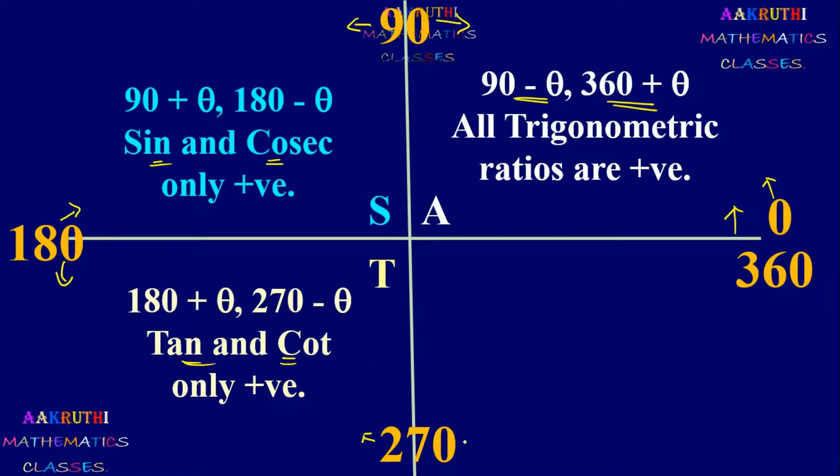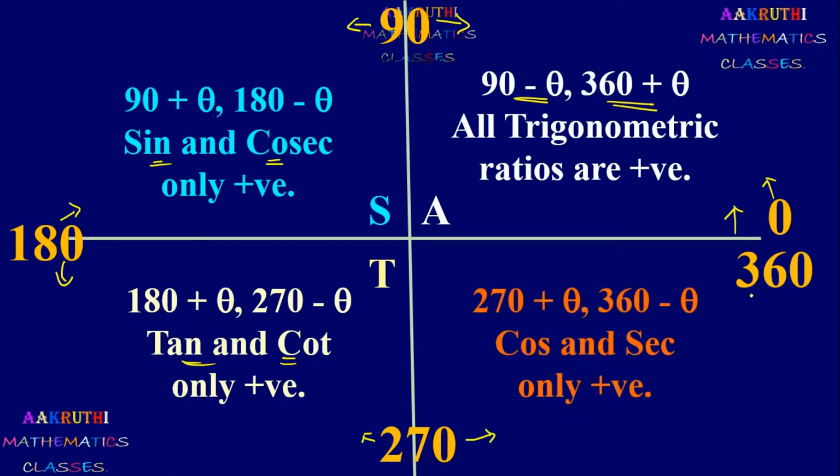In the fourth quadrant, the angle is more than 270 degrees and less than 360 degrees, or we can take it as minus theta also. Minus theta means the angle is in the fourth quadrant. So here we can consider the angle as 270 plus theta and 360 minus theta. Here only cos theta and secant theta are positive. So in the fourth quadrant, cos theta and secant theta are positive.